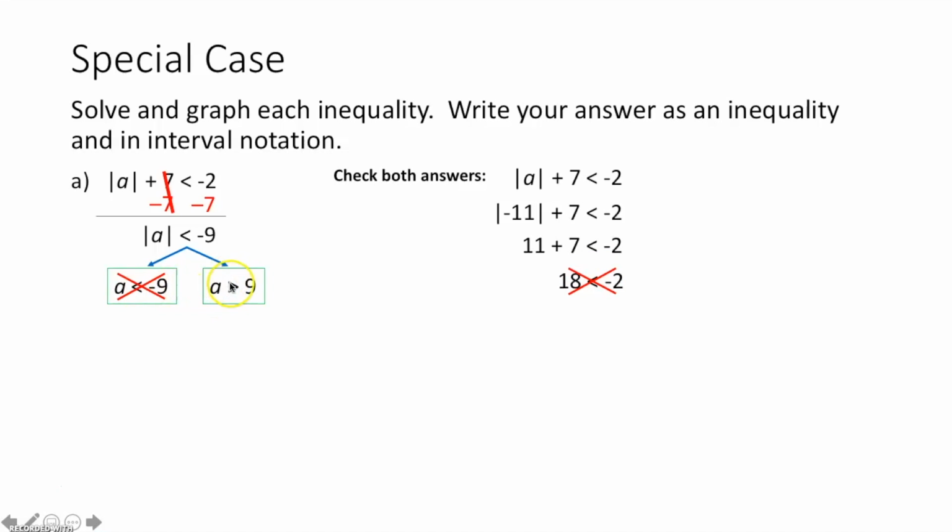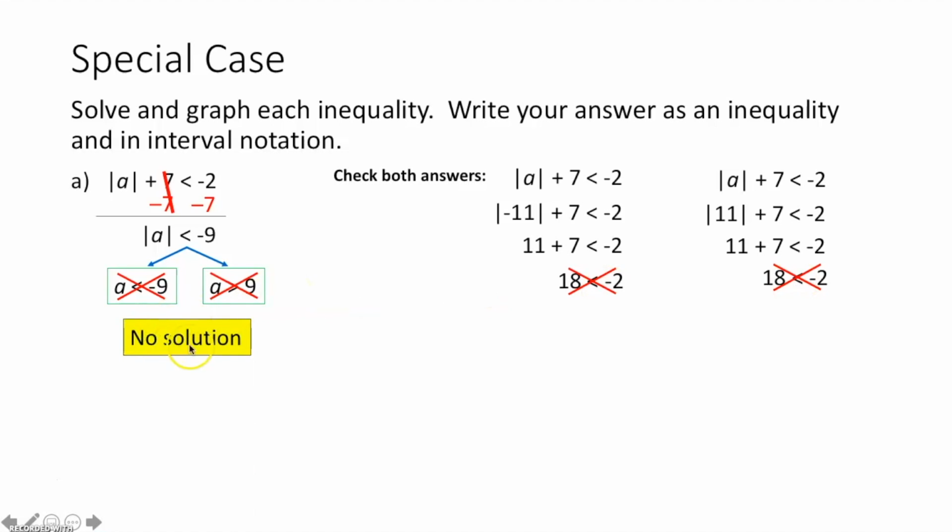Over here, I want an a value that's greater than 9. So let's plug in an a value greater than 9. How about 11? If I plug in 11, what's the absolute value of 11? That is 11. What's 11 plus 7? That's 18. Is 18 less than negative 2? No, it is not. Therefore, this is not an answer either, and you write no solution.